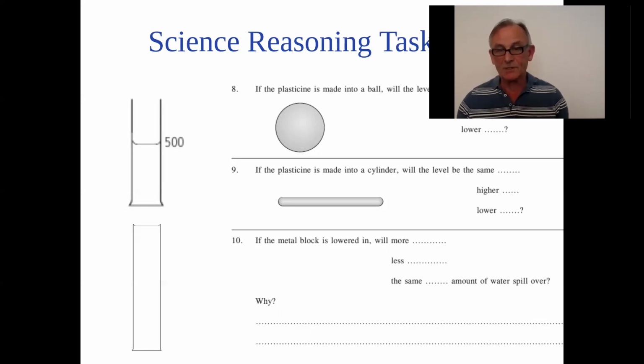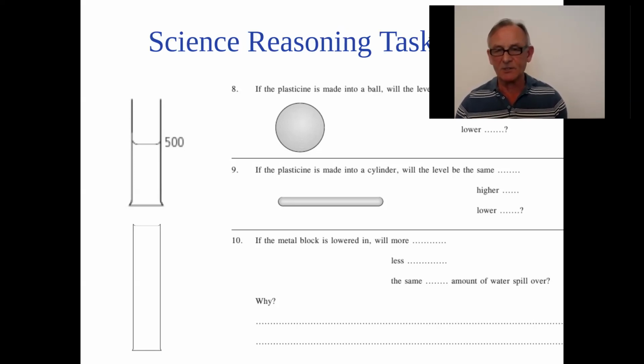And clearly most notice that one is heavier than the other or has more mass. And then the question is, which will spill over more? If the metal block is lowered in, will more, less, or the same as the plasticine spill over? And then you ask them to explain why. And they come up with concepts that show they understand heaviness and volume to be mixed together.